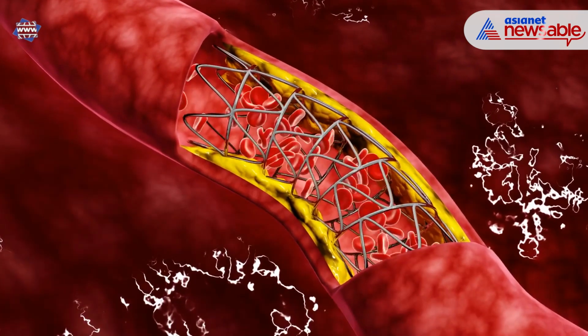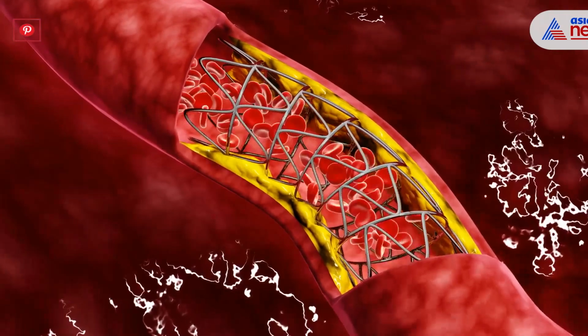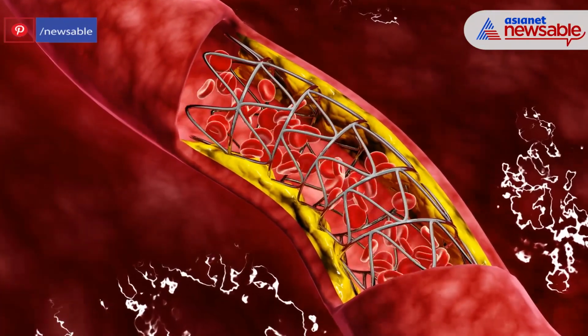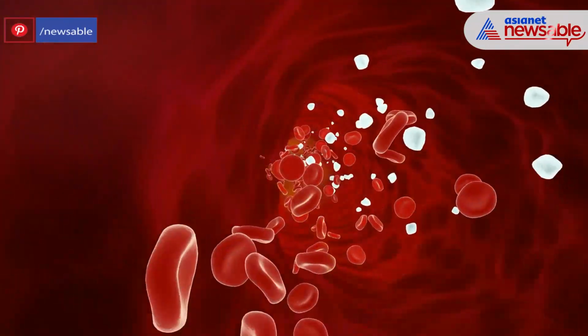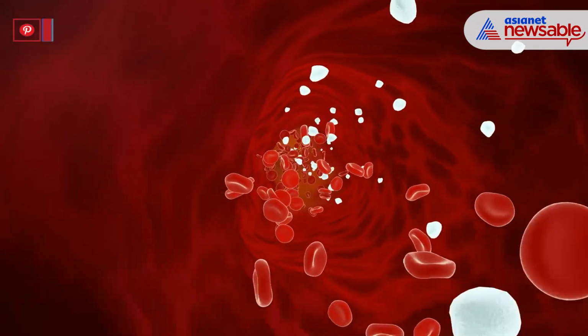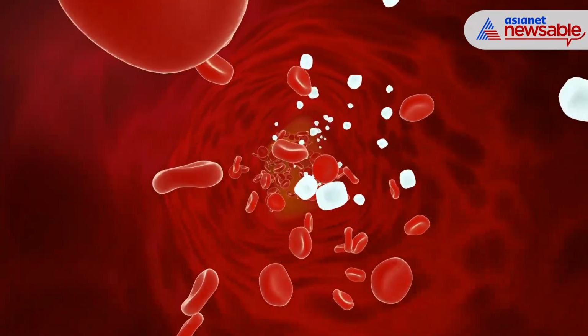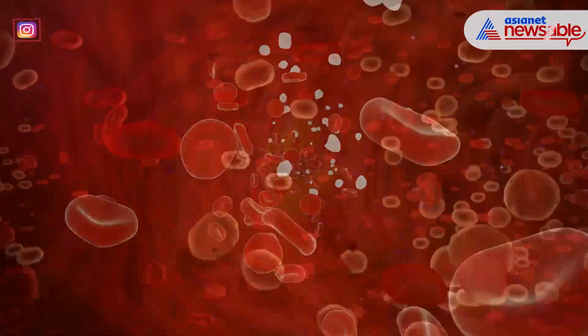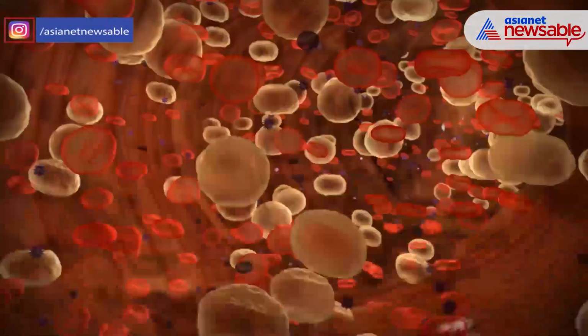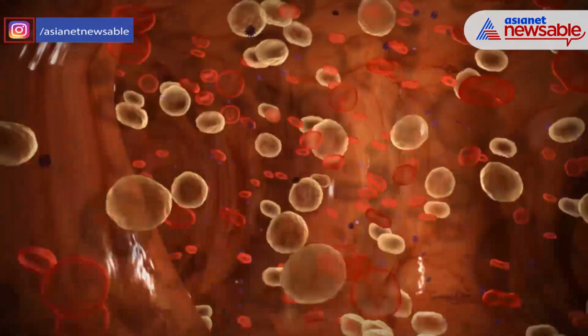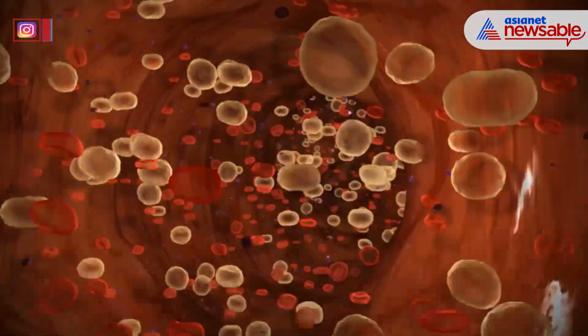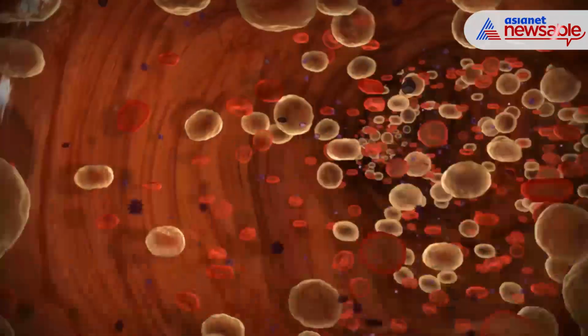So these blocks are nothing but plaques. These plaques contain fat and calcium in various compositions along with other components. They start developing very early in life and continue through life. So the rate of development of these plaques or blockages is what determines when we develop heart disease. You may see that some people live to a long age without heart disease, whereas others develop heart disease at a very early age.